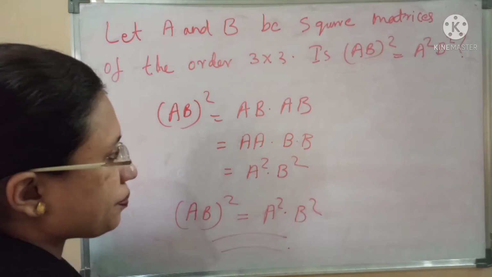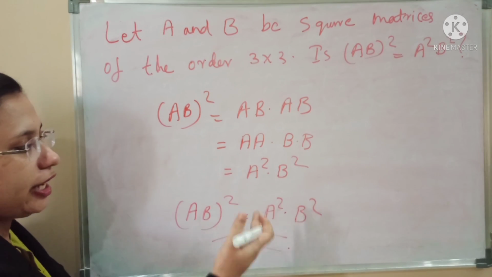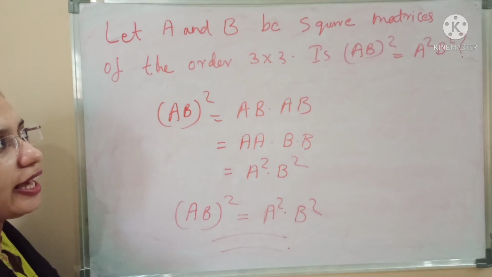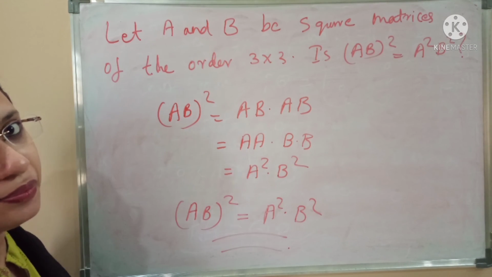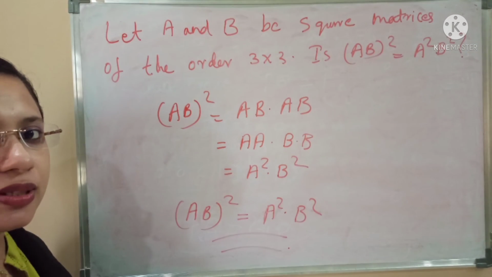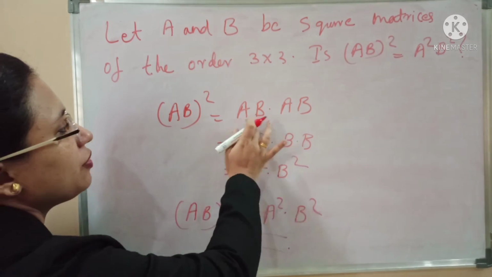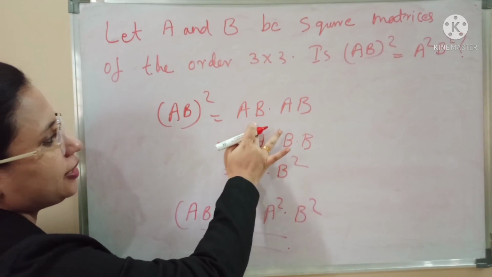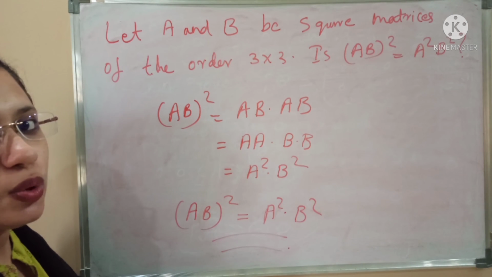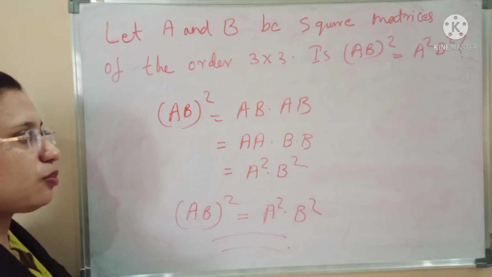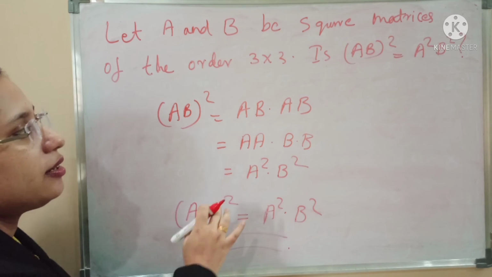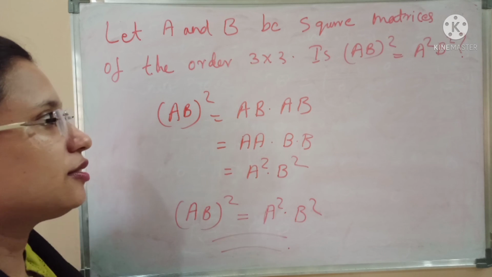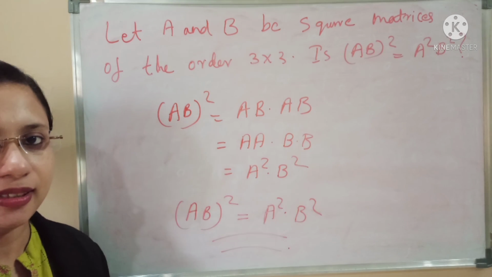So what we obtained here is because they gave a condition that A and B are square matrices. If these are not square matrices, we cannot do multiplication and we can't write like this. Since these are square matrices, we can write AB into AB. Multiplication is possible and (AB) square will be written as AB into AB. Rearrange it and finally we obtain the answer. Clear?